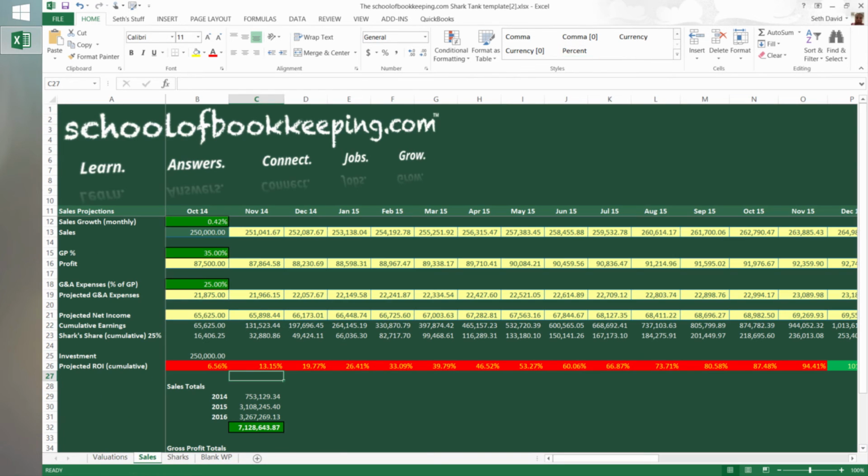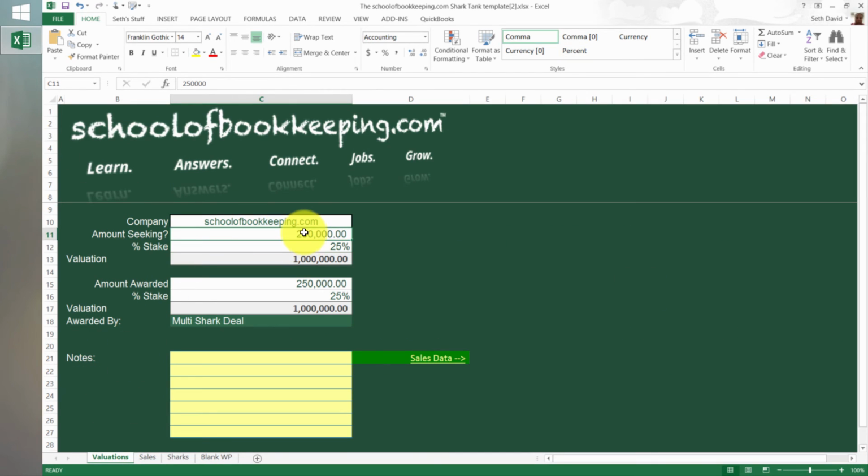The other thing is, this assumes, of course, that all your assumptions here are in place. Maybe your gross profit percentage needs to be increased or decreased. Maybe your percentage of gross profit as your general administrative expenses needs to be tweaked. The first step is make sure you're comfortable that these numbers are conservative and as accurate as could be as far as projections go. Then you can go around and play around with the valuations or what you're asking for in exchange for the stake you're asking for.